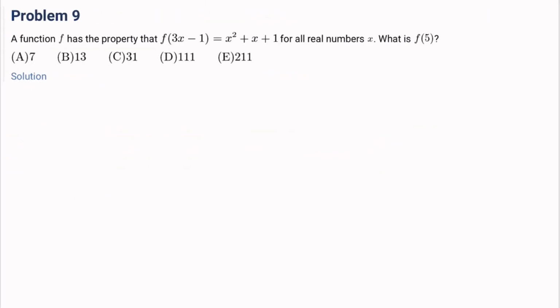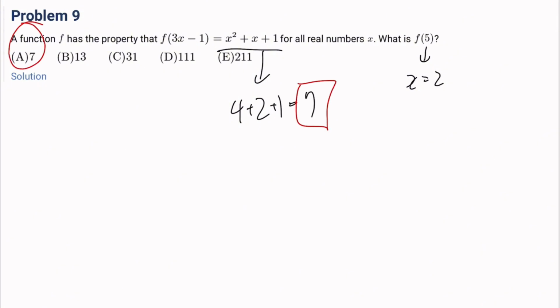Number 9, a function f has the property that f of 3x minus 1 equals x squared plus x plus 1 for all real numbers x. What is f of 5? Okay, so for this to be 5, that means x is equal to 2. And so if we just plug in x is equal to 2 right there, then this will give us 2 squared, which is 4, plus 2, plus 1. This is 7, right? So it's 7, it's A.